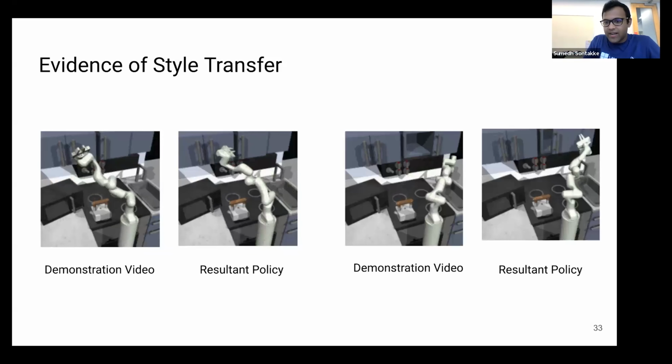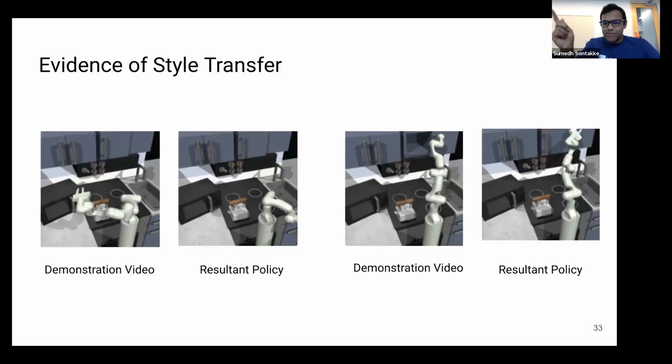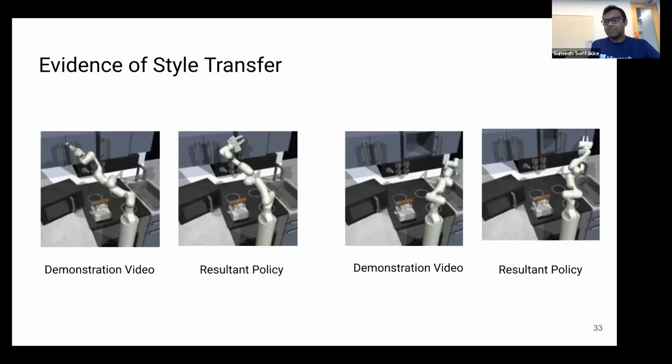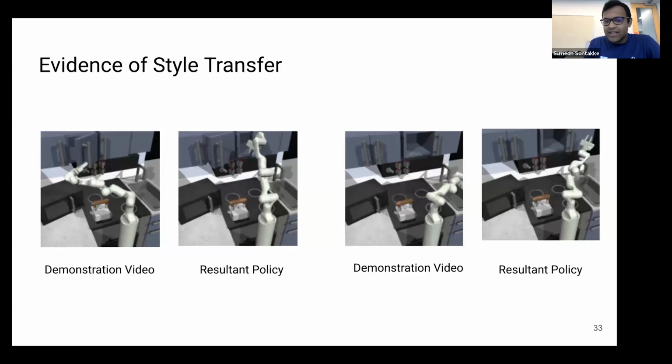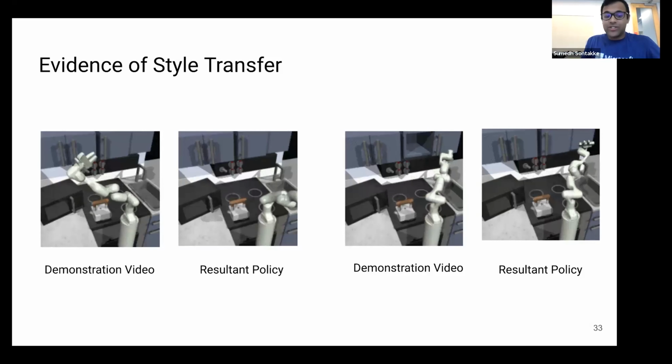Here's another example of that. You have this demonstration video that has this nice arc motion of quickly opening the door, and the resultant policy somewhat tries to mimic that, misses, but then tries to recover from there. So you can also have these styles from your demonstration video distilled into the downstream policy by using this pre-trained reward, which is of course really hard to do.